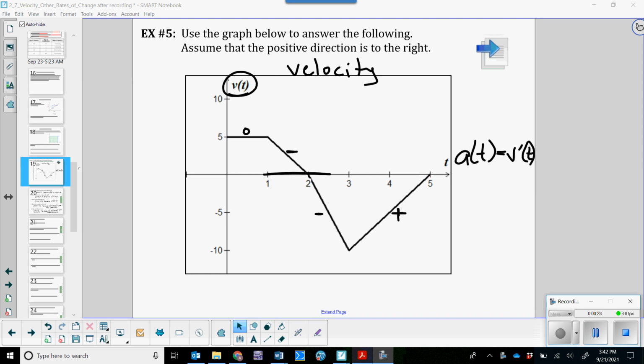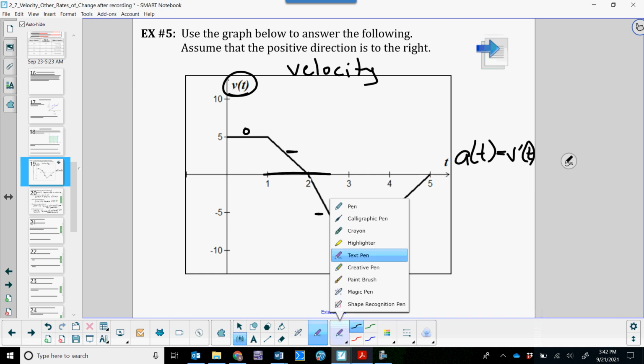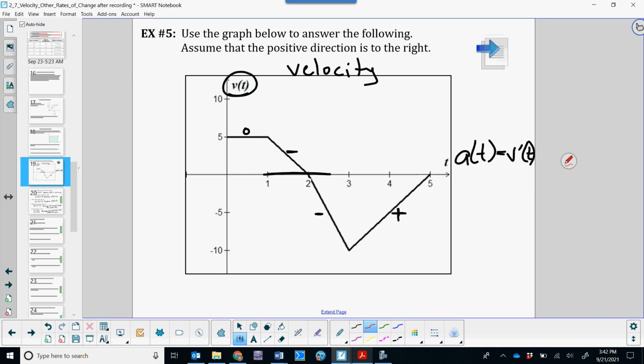We have a graph, and we know it's the velocity graph. I told you that a really good idea is to write velocity once you determine that, because it helps in your mind to see that it's velocity. And then we also wrote those, the 0, the minus, and the plus. We wrote those in because that represents the acceleration. So we're just showing those slopes there in order to help answer some questions.